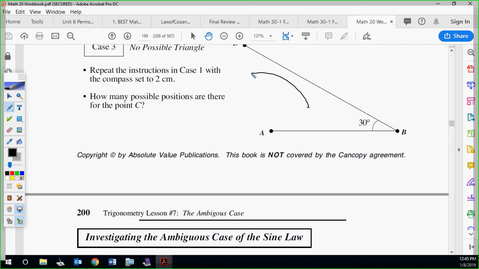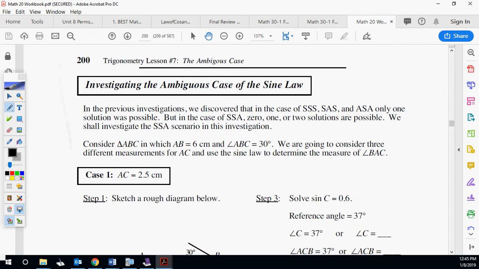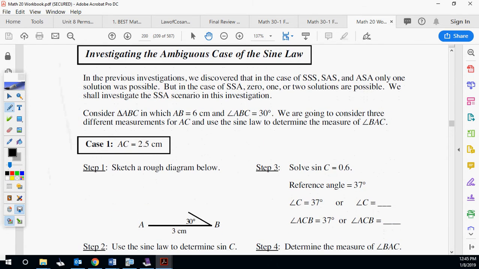All right. Continue on to investigations here. That's what makes this lesson long. This part should help a little bit. Okay, so in the previous investigation we discovered, recapping what we just did, side, side, side, side, angle, side, angle, side, angle, only 1 solution was possible. But in the case of SSA, 0, 1, or 2 solutions are possible. We shall investigate SSA scenarios to figure out when that happens.